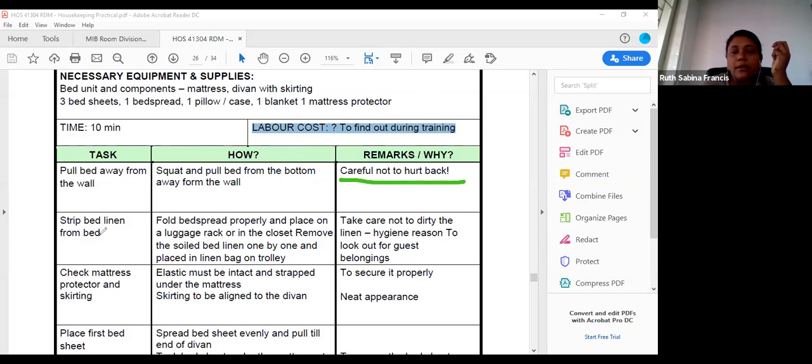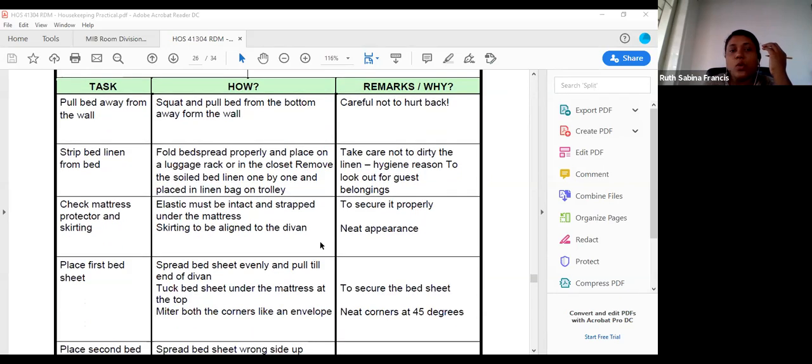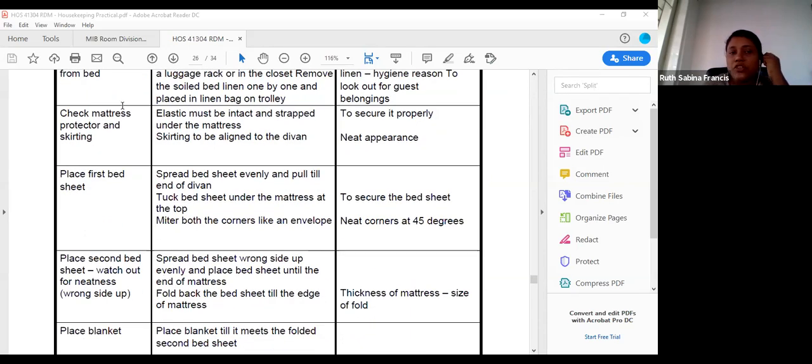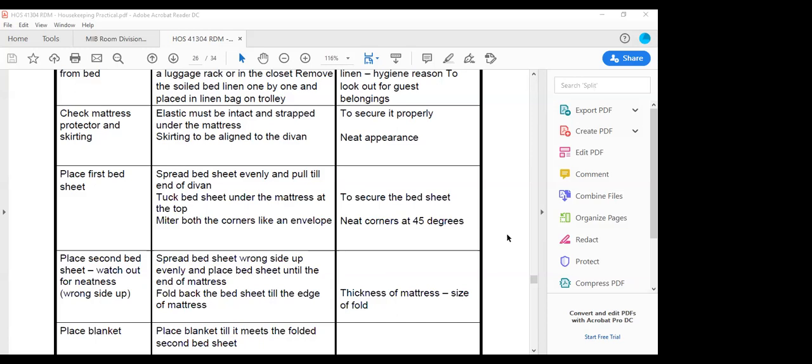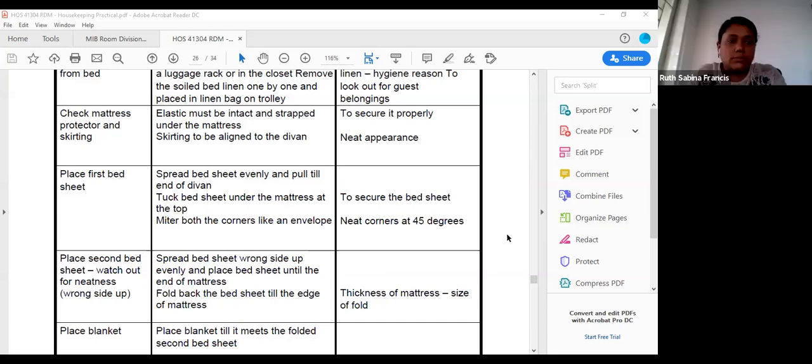And then strip the bed linen from the bed. Why? Take care not to dirty the linen. Hygiene reason, to look out for the guest belongings. So at every stage you will be explaining the why, right? Why do you have to check the mattress? Michelle, why do you have to check the mattress? So that... So that why? You can read it from the screen.